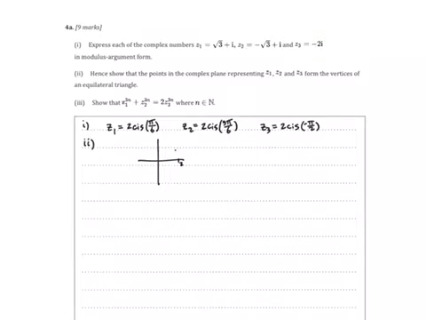So Z1 is extend 2, rotate pi over 6. There's Z1. Okay, so this length right here is 2. All right, Z2, extend 2, rotate 5 pi over 6. There's Z2. This length right here, also 2. Z3, extend 2, rotate 3 pi over 2, or you could extend 2 and rotate negative pi over 2. That length right there, also 2.